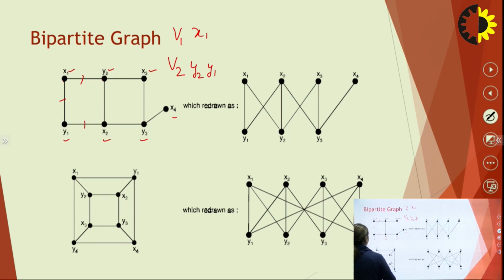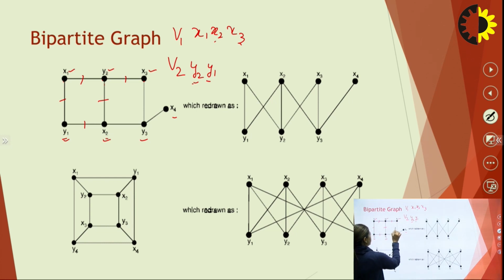Let's consider this edge. The endpoints are y1 and x2. If y1 is in V2, then x2 has to be in V1, right? Let's consider this edge, y2 and x2. y2 is in V2, and then x2 should be in V1. Yes, this is true for this edge, right? Now let's see this edge, y2 and x3. y2 is in one set, so x3 should be in the other set.